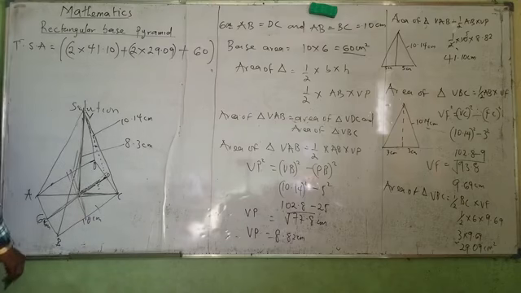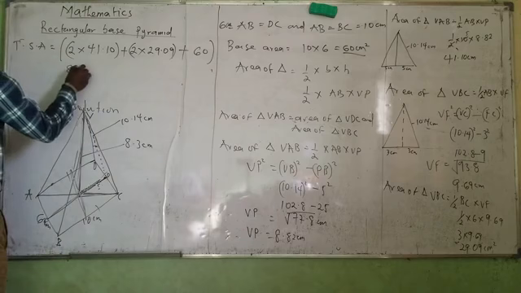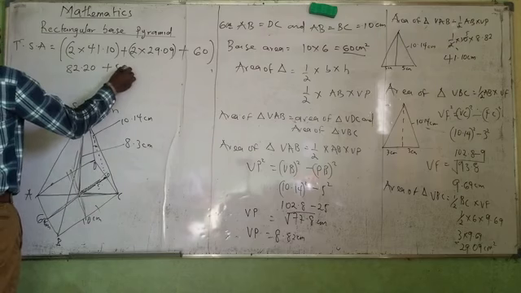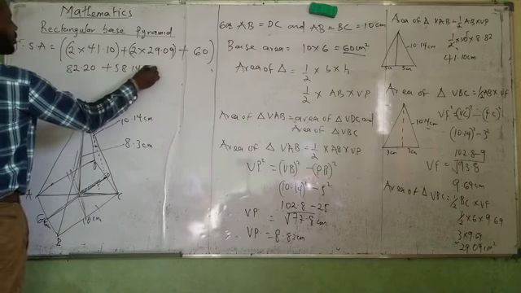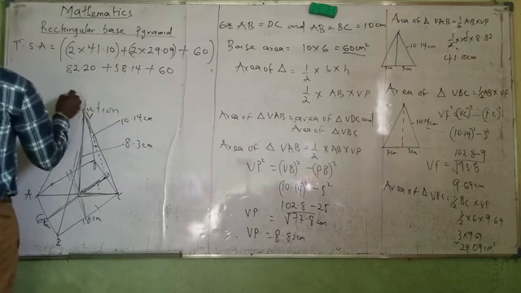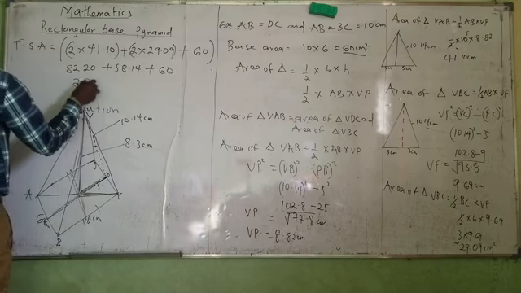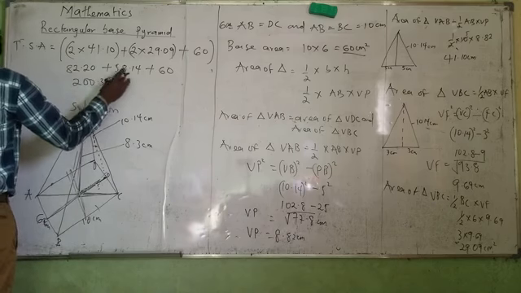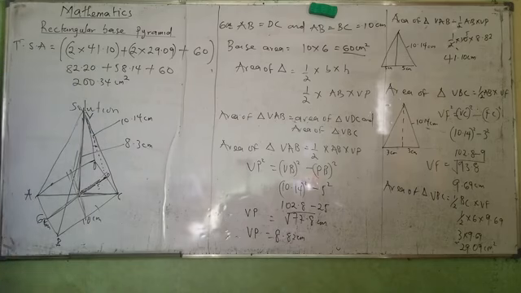Since I have this, I'll be having 82.2 plus 58.14 plus 60, which by adding up everything it will be 200.34 centimeter squared. That is what we are asked to find there. That is what we have to do. Now, can you see? It's very, very simple.